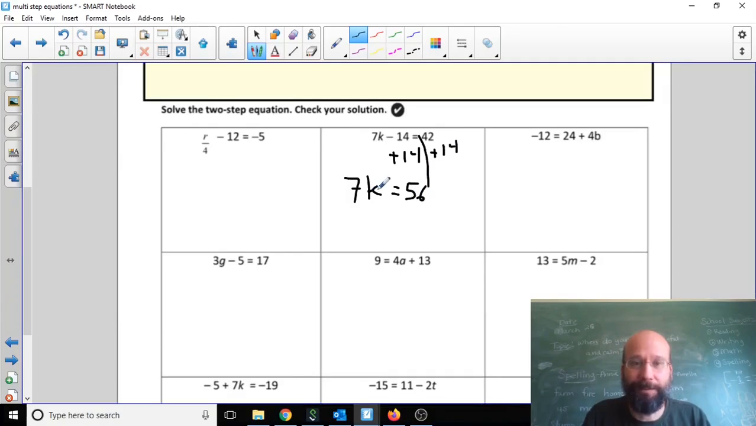And now since we see this multiplication, remember two things next to each other is multiplication. Do the opposite, which is division. So we're going to divide the 7 out because we're solving for k. 7 divided by 7 is 1k, we can just write k. And 56 divided by 7 is 8. So k equals 8.